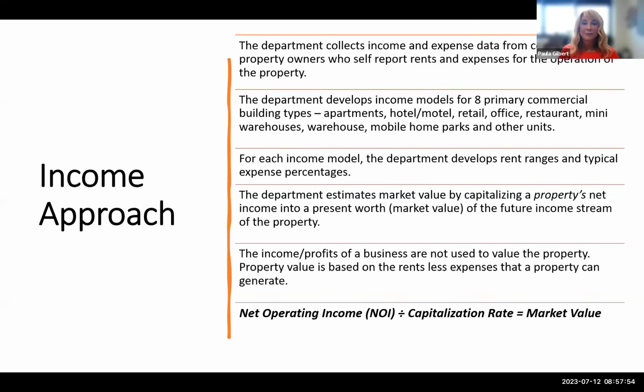We then use this information to build income models for 8 primary commercial building types that include apartments, hotel/motel, retail, office, restaurant, mini warehouse, and mobile home parks. We only have 8 primary building types because we simply don't have enough data to build models for something else. In those cases, we would use the cost valuation method for those values. We then estimate the market value by determining a net operating income for the property and applying that property type cap rate to determine the present worth or market value of the future income stream of the property.